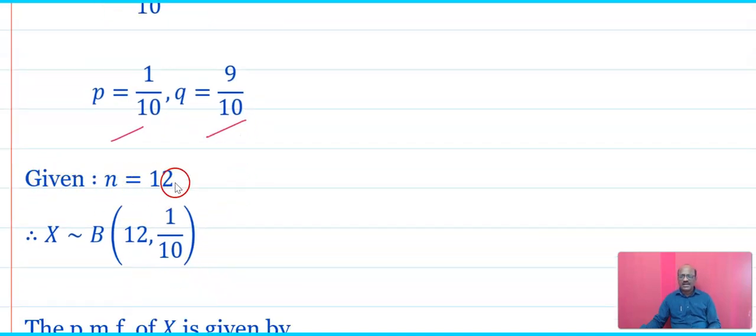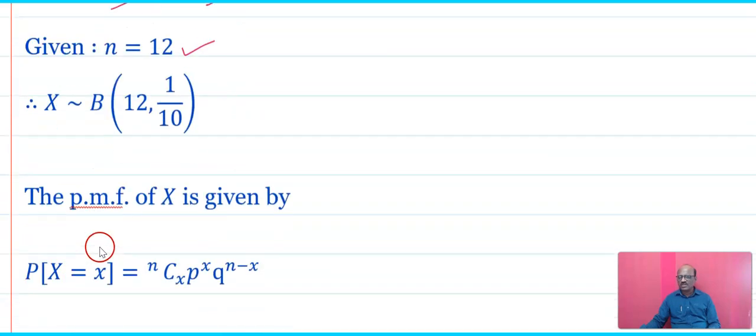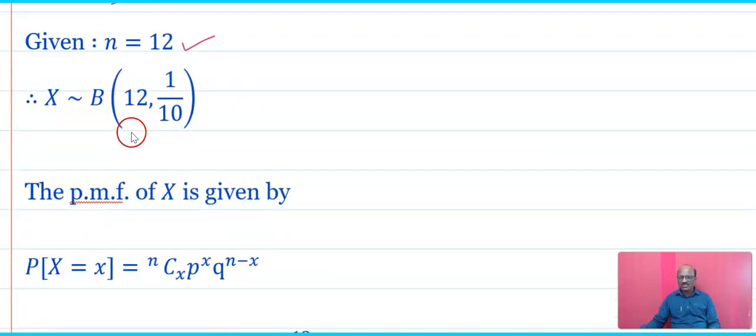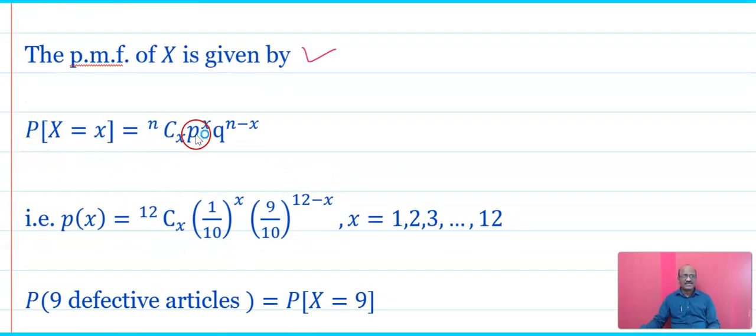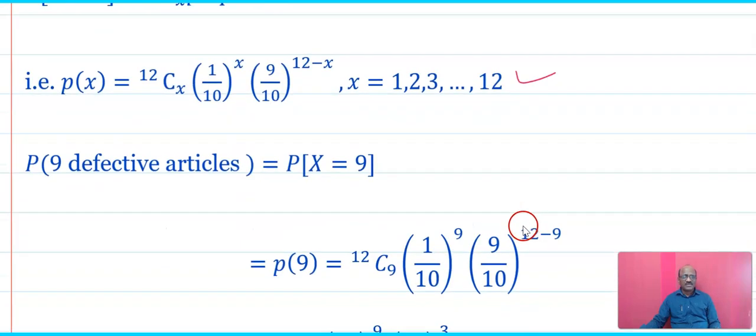Given that N is equal to 12, X follows the binomial distribution (N, P), where N is 12, P is 1 by 10. The PMF of capital X is given by P of X equals NCx, P raised to X, Q raised to N minus X. Therefore, 12Cx, (1/10) raised to X, (9/10) raised to 12 minus X. The values of X are 0 up to 12. For 9 defective articles, P of capital X equals 9. Therefore P of 9 is equal to 12C9, (1/10) raised to 9, (9/10) raised to 12 minus 9.